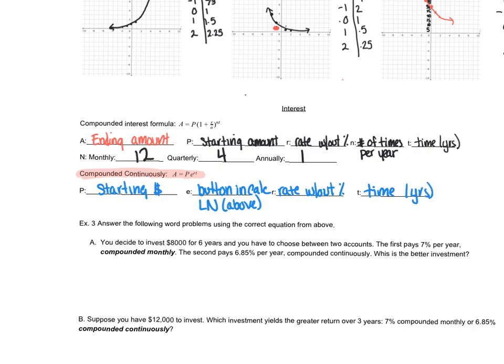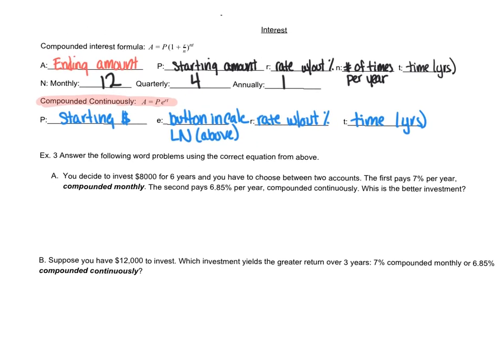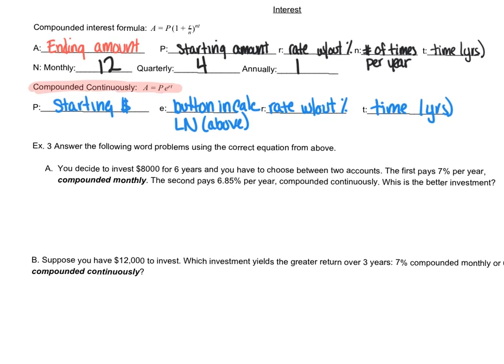So if we look at our first example, it says you decide to invest $8,000. So my $8,000 is going to be my principal, my initial amount. 6 years, that's another one. That's going to be my time.